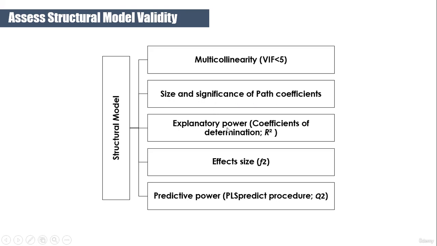Then we see the explanatory power of the exogenous constructs by R square, which is also called the coefficient of determination. Then we also see the effect size by f square. Then we also see the predictive power of the model. That means we are trying to predict the intention of people to use ChatGPT. So we want to see which factor has the most predictive power, or whether our model has predictive relevance or not. For that we use the PLS predict procedure, also called Q square predict.